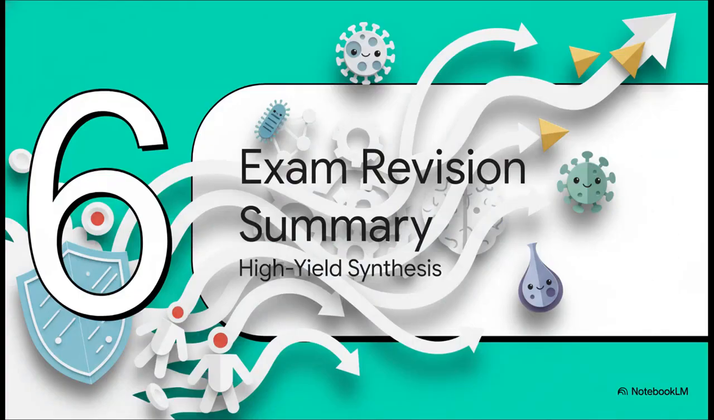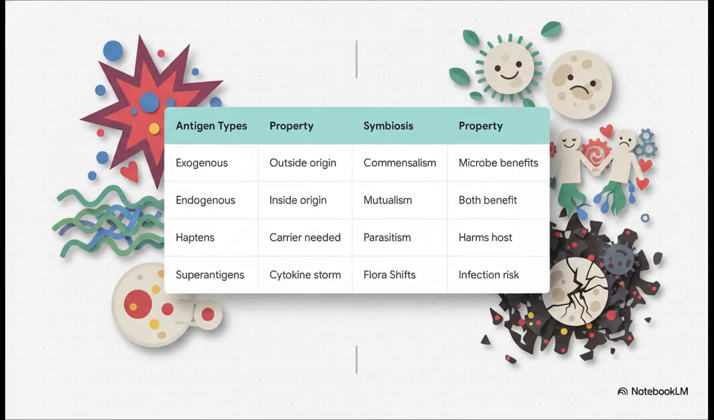Finally, Section 6, Exam Revision Summary. Let's synthesize this high-yield info. All right, take a mental snapshot of this master review table. You need to keep the strict immunological definitions on the left totally separate from the broad ecological relationships on the right. On the antigen side, exogenous antigens come from outside, endogenous are generated within, haptens require a carrier protein, and superantigens bypass normal MHC processing to trigger dangerous cytokine storms.